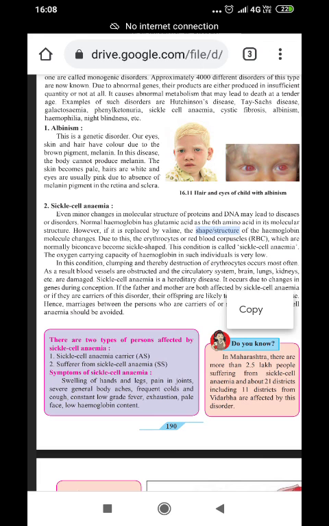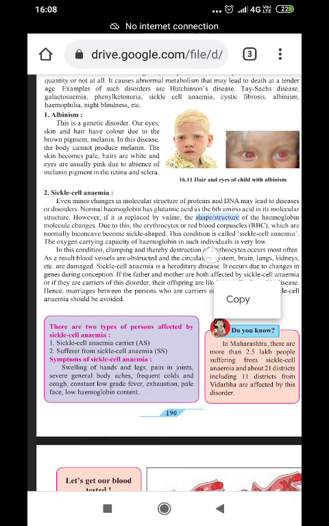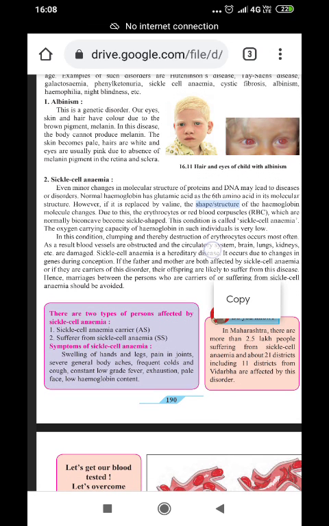Examples of such disorders are Hutchinson's disease, Tay-Sachs disease, galactosemia, phenylketonuria, sickle cell anemia, cystic fibrosis, albinism, hemophilia, night blindness, etc. Among these, a few are discussed in our syllabus. One of them is albinism.